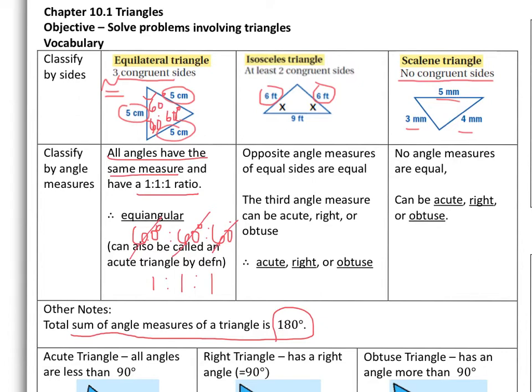For an isosceles triangle, the opposite angle measures of equal sides are equal. So x degrees is equal to x degrees. The third angle measure can either be acute, meaning less than 90 degrees, a right angle equal to 90 degrees, or an obtuse angle greater than 90 degrees.